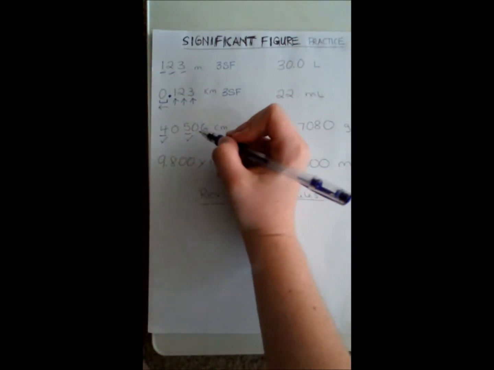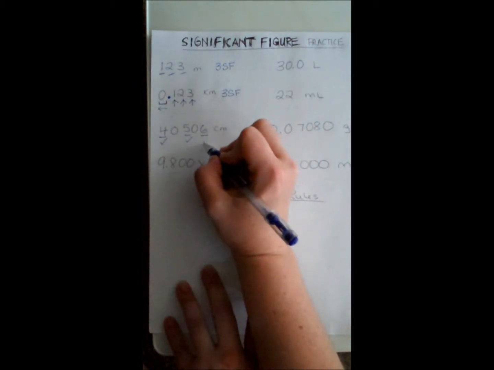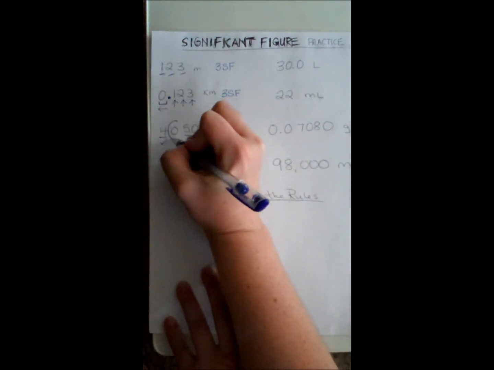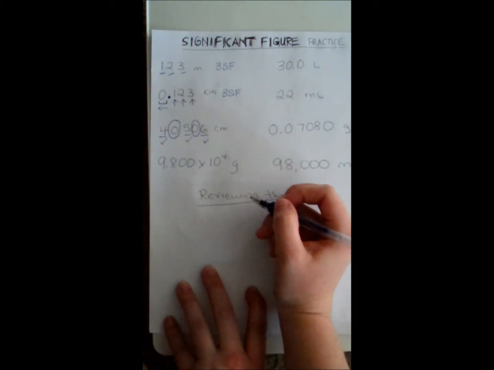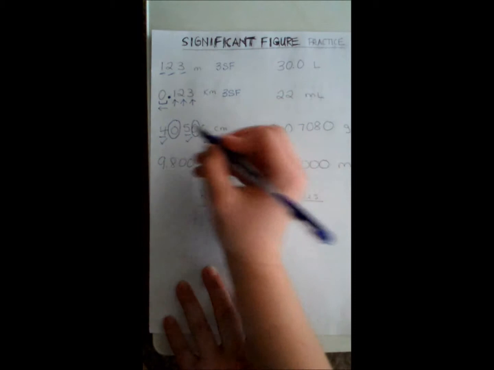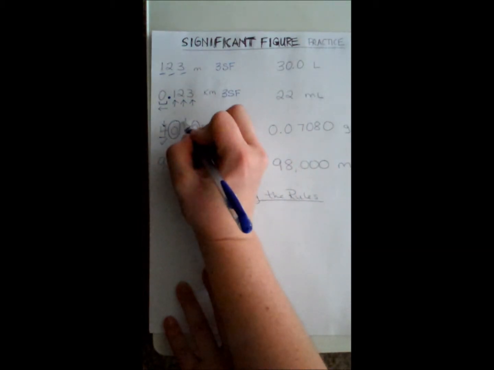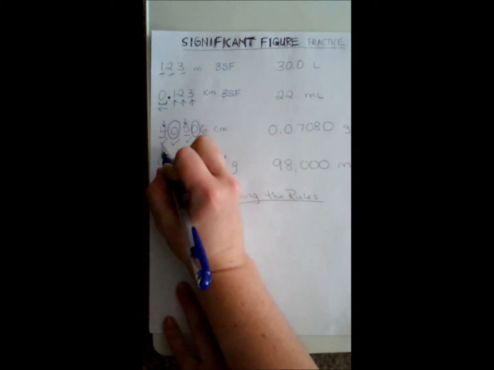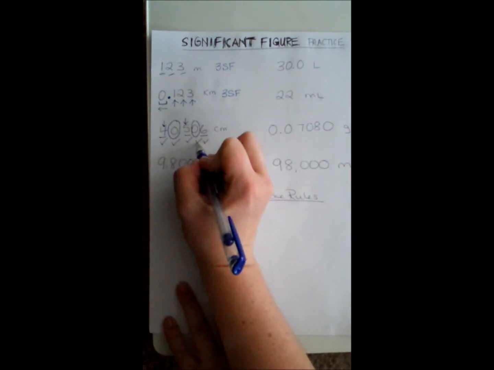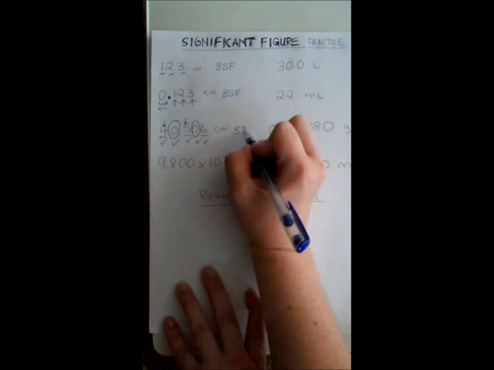Now our next one, we have 4 non-zero, good. 5 non-zero, good also. 6 non-zero. Now we have a 0 in this position and this position. I like to look at these ones called a sandwiched position because they're sandwiched between 2 non-zero digits. They are significant. So this one will have a total of 1, 2, 3, 4, 5 significant figures.